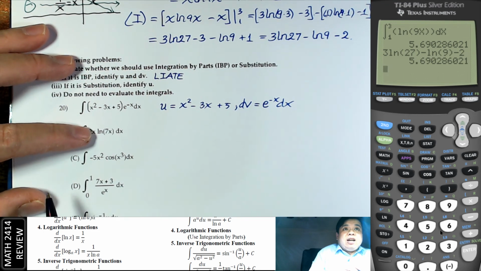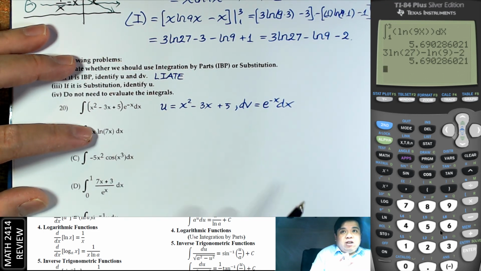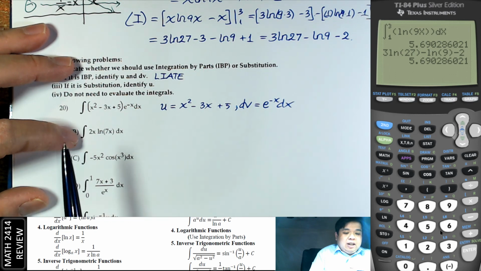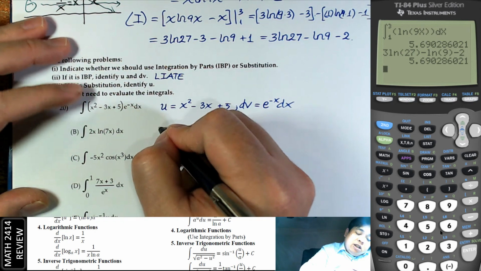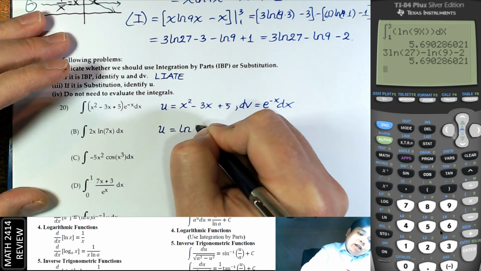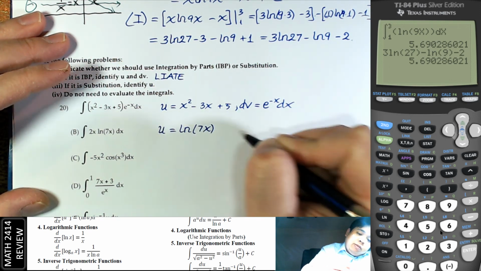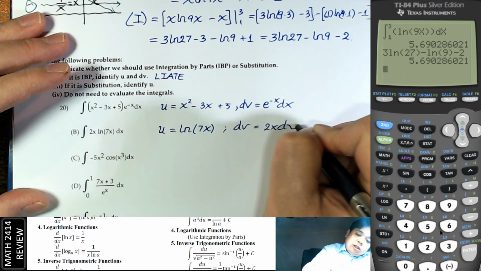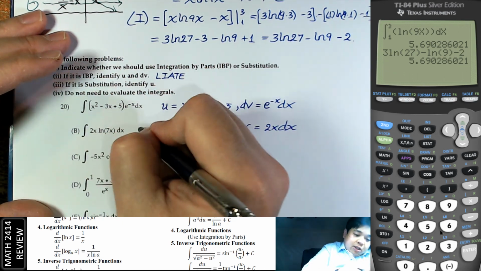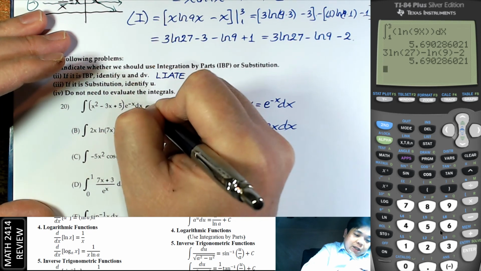Next one, like I said, most of the time when we have the log, that's going to be integration by parts, because that will be the first one on the list. So u equal to ln of 7x, and dv is 2x dx. So this is integration by parts.